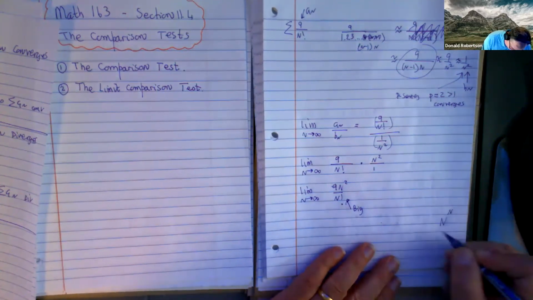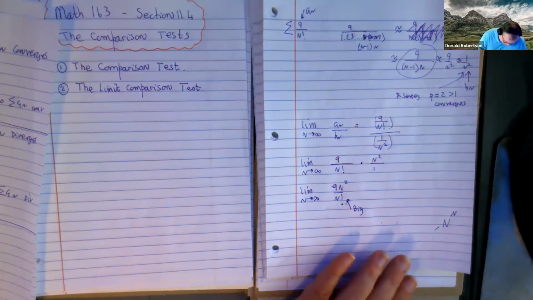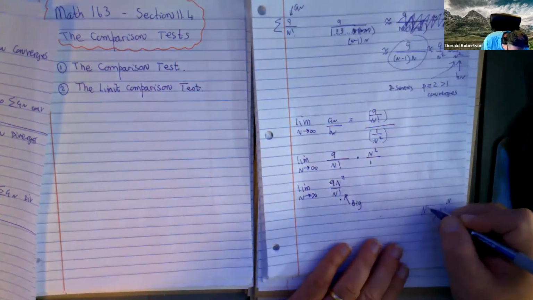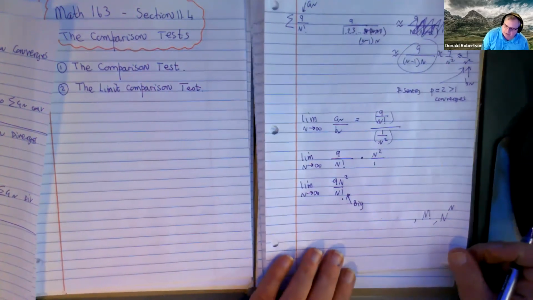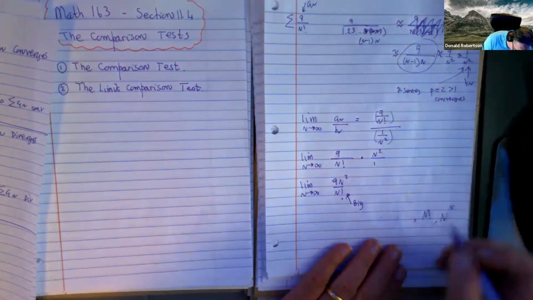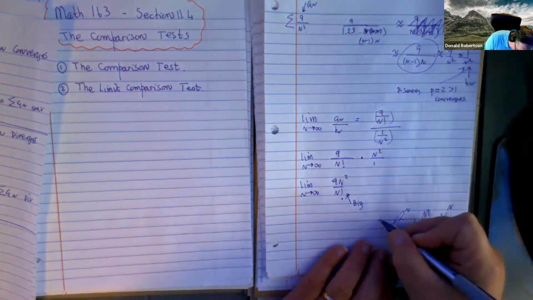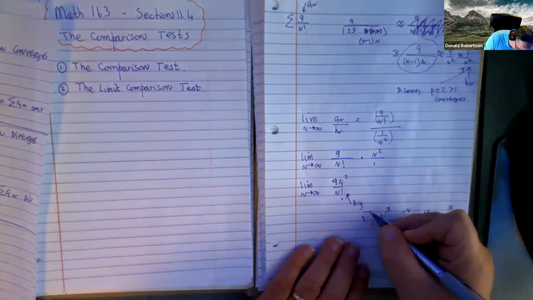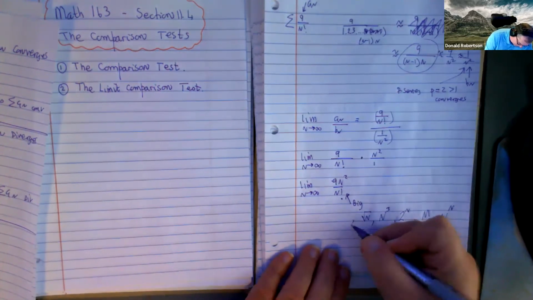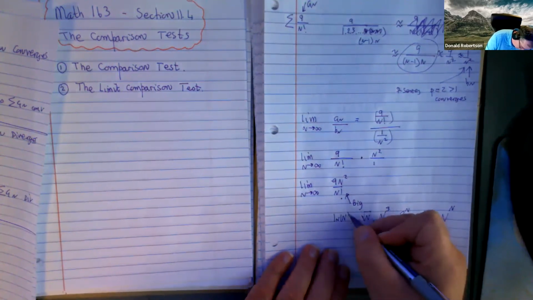The biggest thing in the universe is n to the n. That gets big really quickly. The next one is n factorial. That gets big really quickly, but not as quick as that. Then you have things like 2 to the n. Then you have things like n cubed. Then you have things like square root of n. Then you have the slowest of the slow, which is log n.